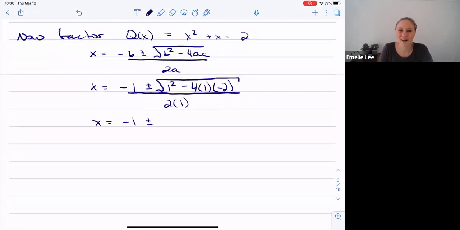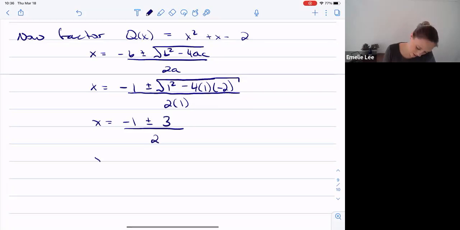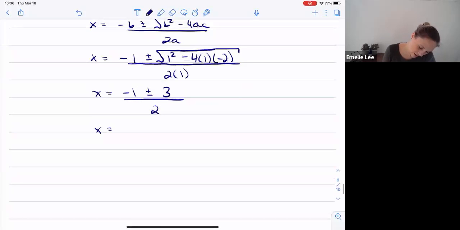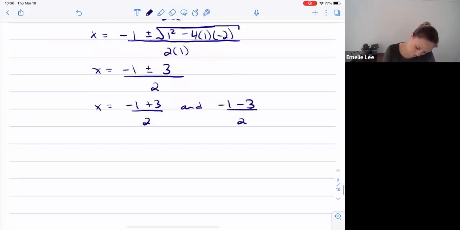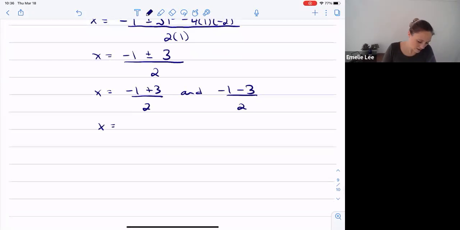Putting me at 9, which is a nice square number. So I have plus or minus 3 over 2. So x is going to be negative 1 plus 3 over 2 and negative 1 minus 3 over 2. Negative 1 plus 3 is 2 over 2, which is 1, and x is negative 1 minus 3, which is negative 4 over 2, puts me at negative 2.